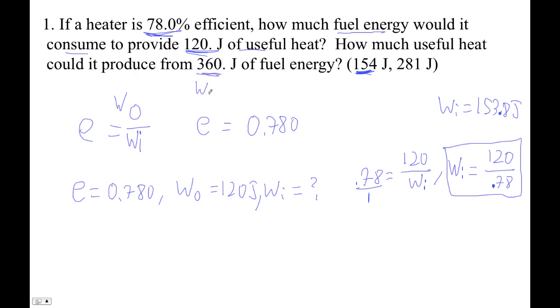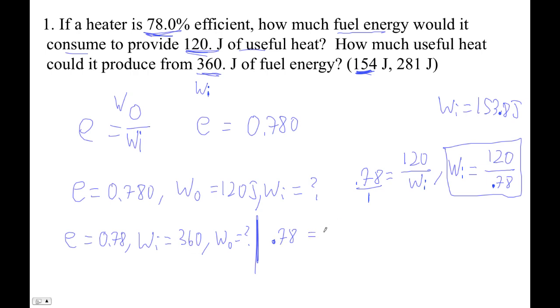And then the second question is, how much useful heat, so if this is our input, that's our work input, right? So efficiency is 0.78. Work input is 360. And what's our output? Now if we use the formula, by the way, it's going to be less than 360. We're going to go 0.78 times that because it's going to lose some energy. But let's just go for it.